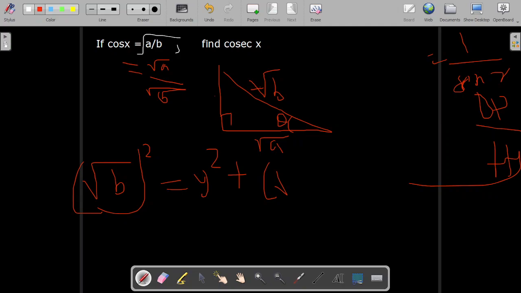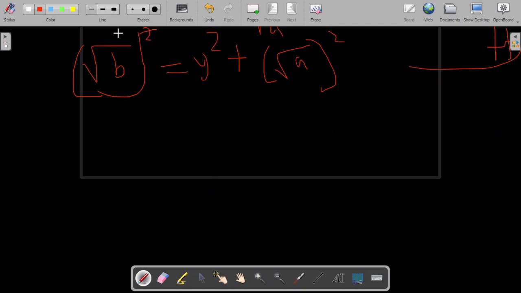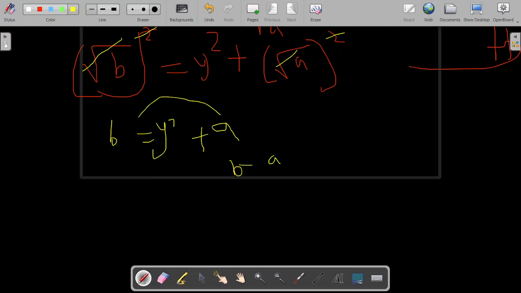The square cancels the square root. Then we have b, which is equal to y squared plus a, since the square cancels the square root here as well. When this comes over, it becomes b minus a, which is equal to y squared. Then let's square root both sides. We have y equal to the square root of b minus a.